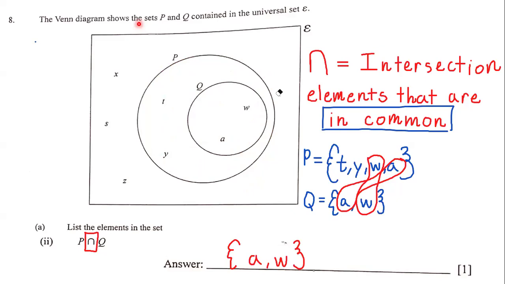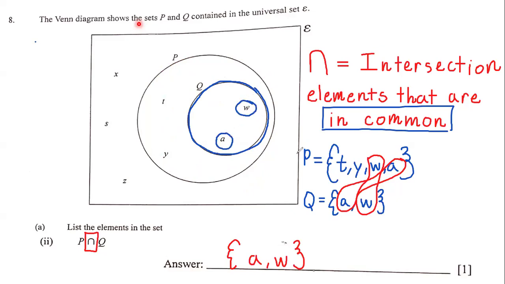And so now we need to figure out what are the elements that are in common. So what are the elements in Q? The elements in Q are gonna be what? What are elements in Q, Shantasia? A and W, very good. So A and W are the elements in Q.